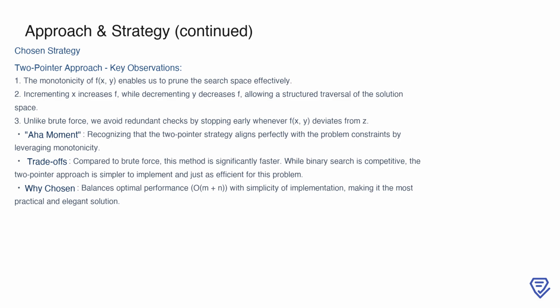This efficiency is a sharp contrast to the brute force method, which doesn't leverage the function's properties. The turning point was recognizing how well this approach aligns with the problem's constraints, providing an optimal balance between simplicity and performance. While binary search is also efficient, the two-pointer strategy stands out for its straightforward implementation. With a complexity of O(m + n), this method is both practical and elegant, making it the ideal choice for finding positive integer solutions to the given equation.